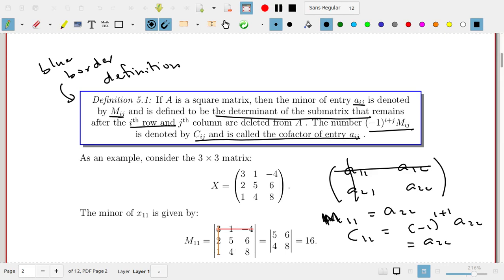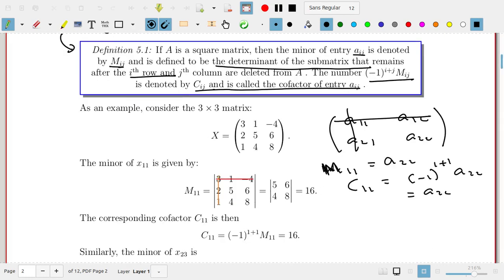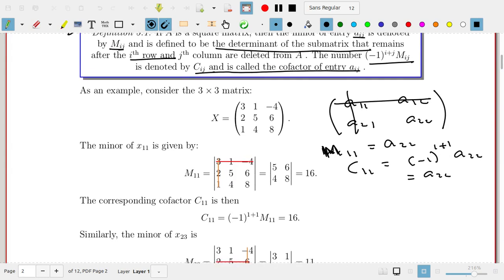Okay, so if we start with the matrix X, 3 1 -4, 2 5 6, 1 4 8. What is the minor of X11? What is M11? So you cross out the first row and you cross out the first column. What remains? 5 6 4 8, right? And the determinant of that is M11. And the cofactor C11 is, of course, minus 1 to the 1 plus 1 times M11, which is 16.